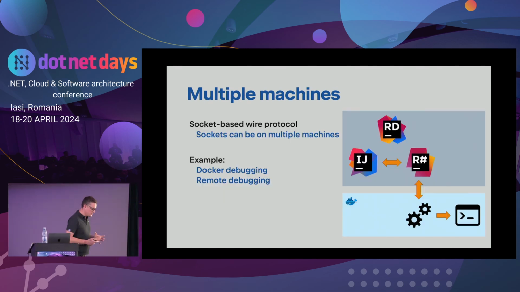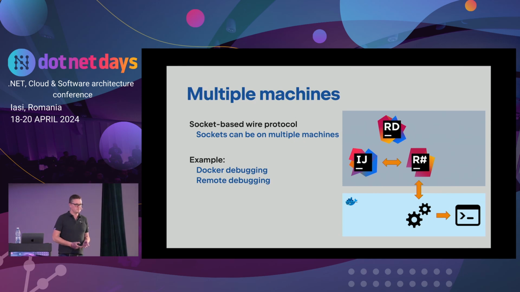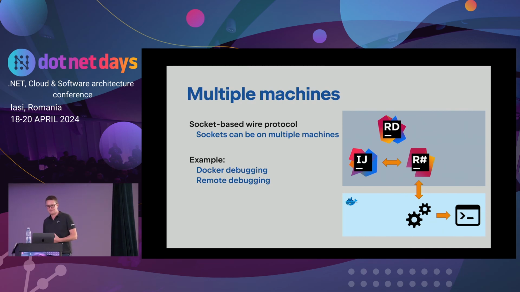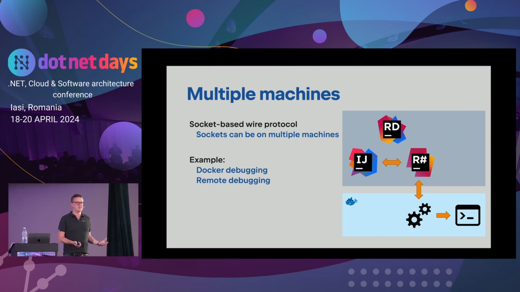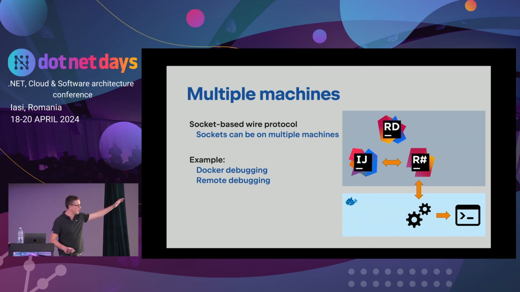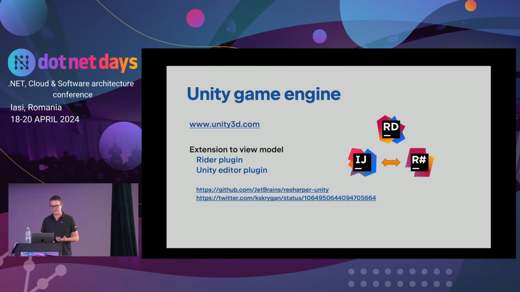Being able to do this on one machine is cool. But the protocol is also a wire protocol. It can work on sockets, it can work in process, and so on. So if you are doing remote debugging or debugging on Docker, we actually run some of the processes that integrate with the model on different machines. If you debug in a Docker container, the debugger worker process is also running in the Docker container, but still communicating with ReSharper and IntelliJ over that same wire protocol and essentially just pushing data in that view model.